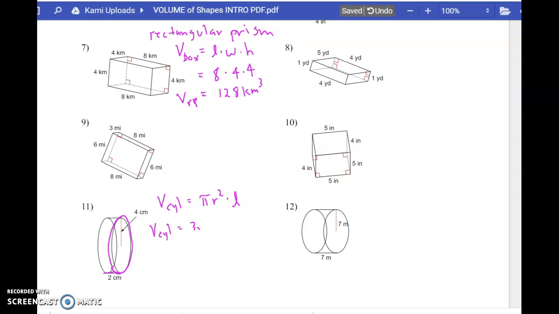So 3.14 times, and here they did give us the radius, not the diameter, so that is 4 squared, times the length is 2. So this is equal to, when you multiply it out, you can double check my math, 100.5, and the units are centimeters cubed.